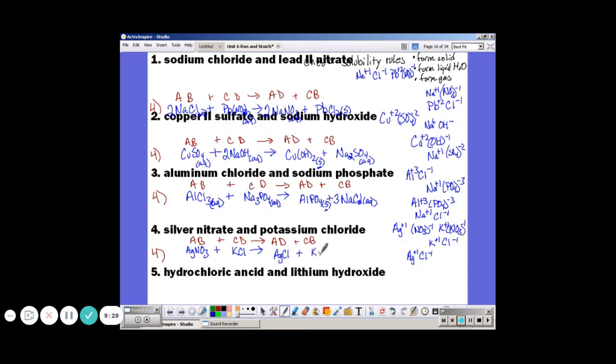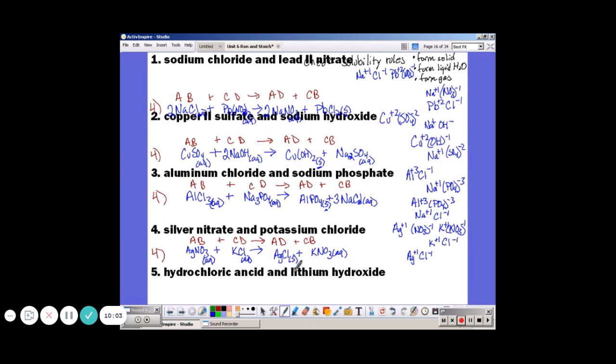I look at my solubility rules. Nitrates are always aqueous regardless of who they're with, so both of these would be aqueous. Chlorine is aqueous unless it's with silver, lead, or mercury. So with potassium, it will remain aqueous, but with silver, it's now a solid. So this reaction did take place because we formed a solid. It also happens to be balanced.